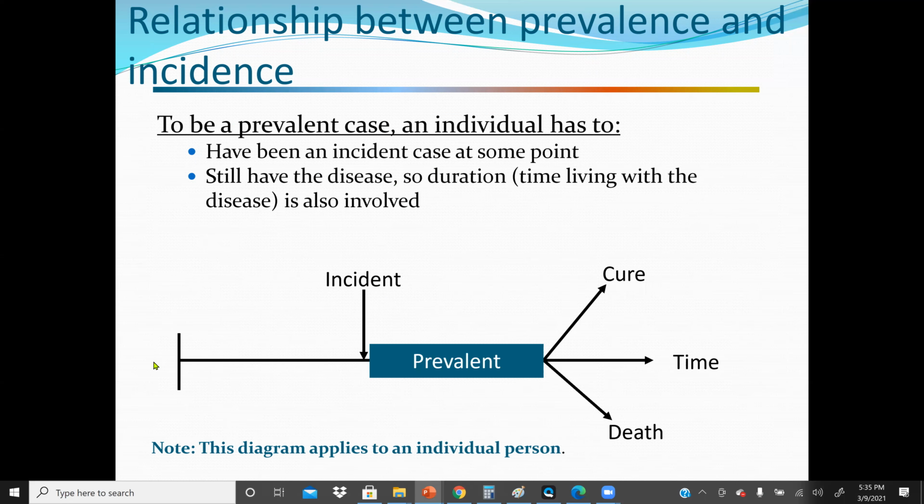So in the diagram here, we have incident cases, then they tend to become prevalent. It can be a cure, or it still takes time and they still have the disease, or there will be a death. So those are the three outcomes. If I have a disease, either the disease still exists with time, or we were able to cure it at some point in time, or maybe we die from it.